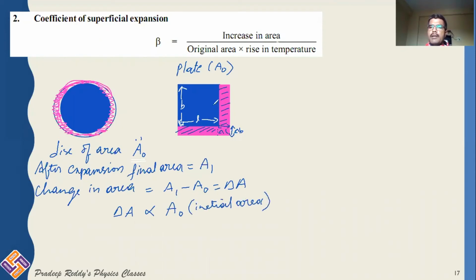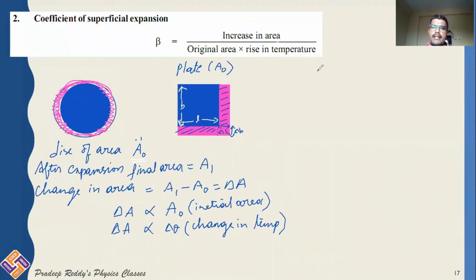If you are taking a small plate, expansion would be small. If you are taking a plate of larger area, expansion would be larger. The more it expands, delta A is directly proportional to A0, that is the initial area. Likewise, delta A is also proportional to delta theta, which is the change in temperature. So from these two, if you are increasing the temperature more, obviously expansion would be more.